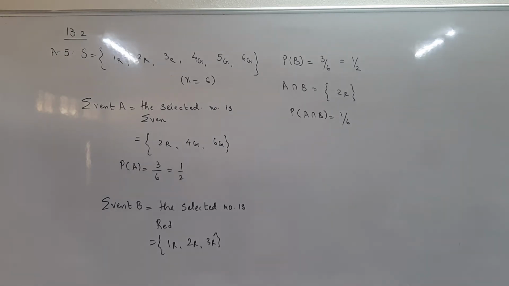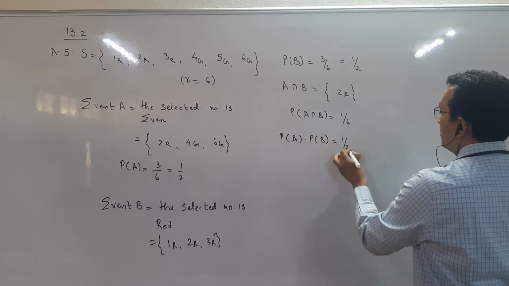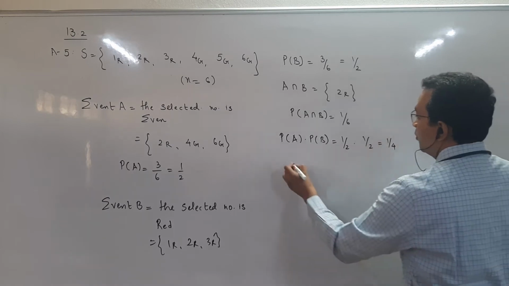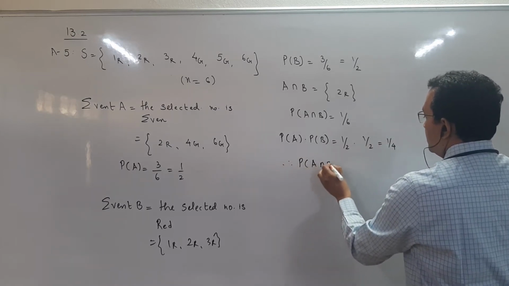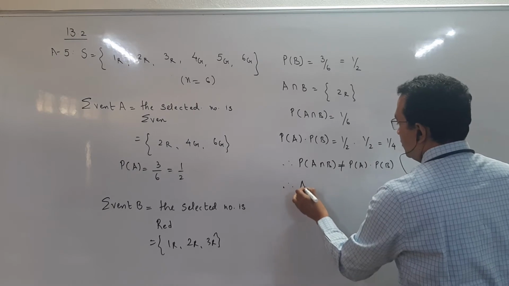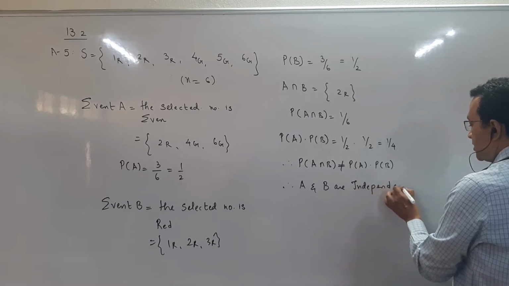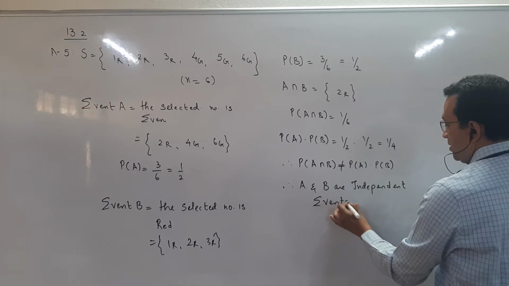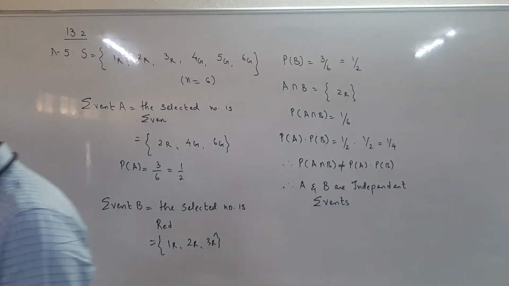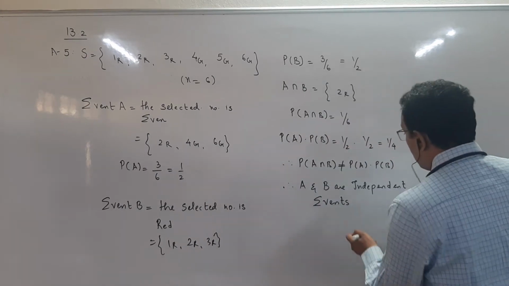Students, here we are to check whether events A and B are independent or not. Now P of A into P of B will be 1 by 2 into 1 by 2, and that is 1 by 4. Therefore, P of A intersection B is not equal to P of A into P of B. Therefore, A and B are independent events.